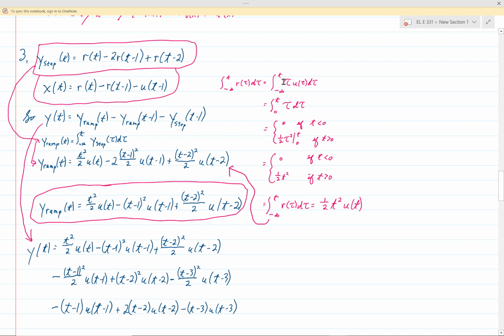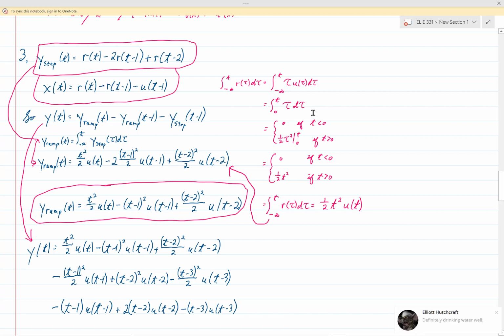And the effect of that u of tau there is that, remember, u of tau is always equal to 0 if tau is less than 0. So instead of integrating from negative infinity to t, we can just integrate from 0 to t. We don't have to include the negative part of the range, because in that part of the range, u is equal to 0. And likewise, in the positive part of the range, it's equal to 1, so we don't have to write it down explicitly there either. And so we just have integral from 0 to t of tau d tau.